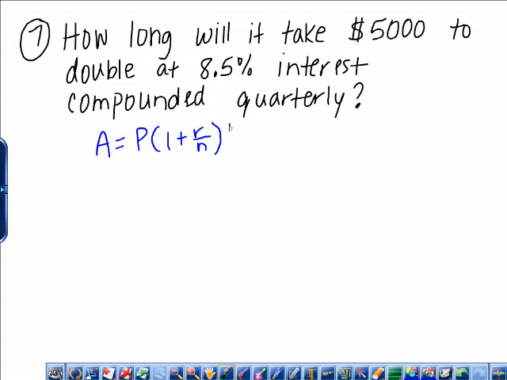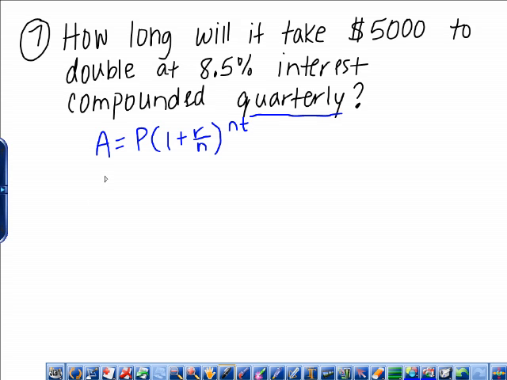Okay, here is the formula. We've already kind of talked about this. A is the final amount, P is the initial amount called the principal, r is the interest rate as a decimal, n is the number of times per year that the interest is compounded, and t is the number of years. So this is kind of like PERT, the P-E-R-T that we use for continuously, and this is not continuously, this is quarterly.